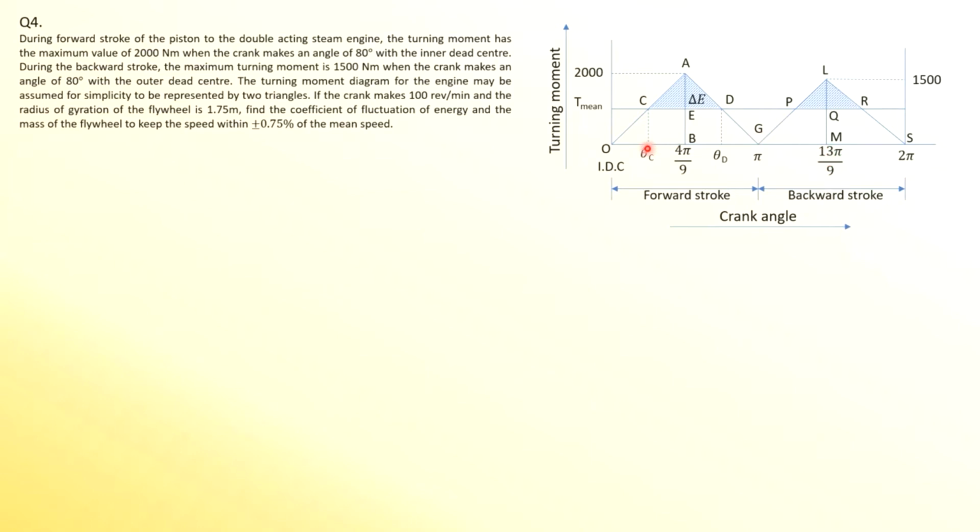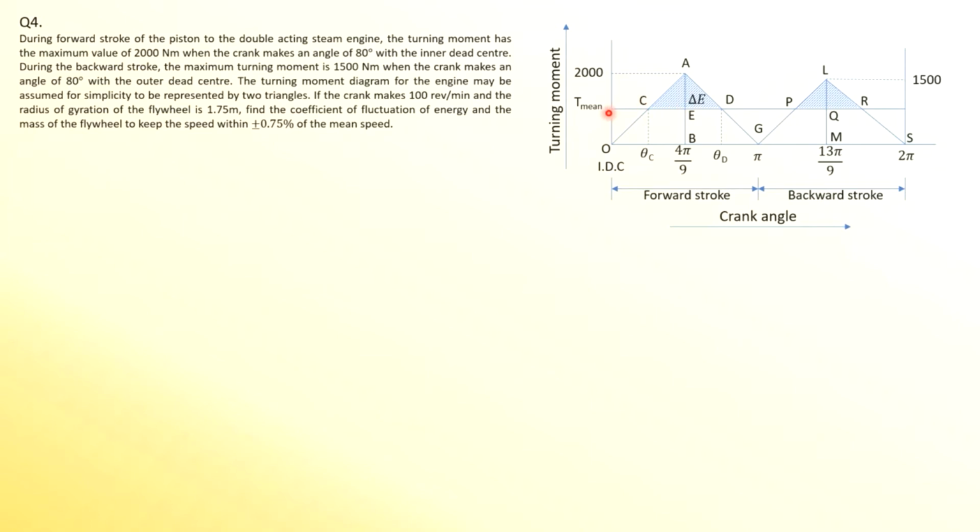So when you look at both the triangles, actually the base of both the triangles is equivalent to pi radians or 180 degree. So when you take a look at this triangle, it's based on 180 degree, and this as well 180 degree. So the height for this is 2000 and for this is 1500 Newton meter. And from the diagram, we can see there are two shaded portions.